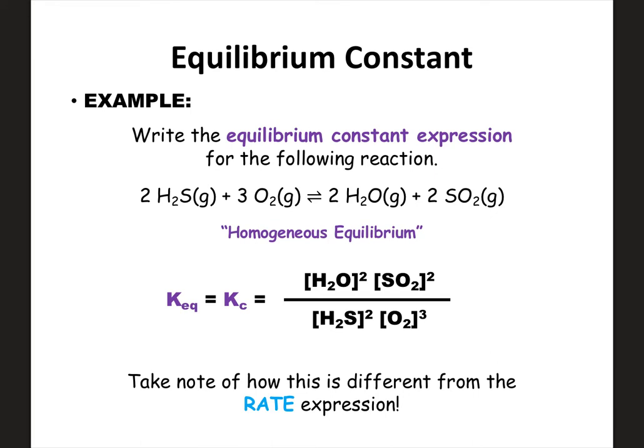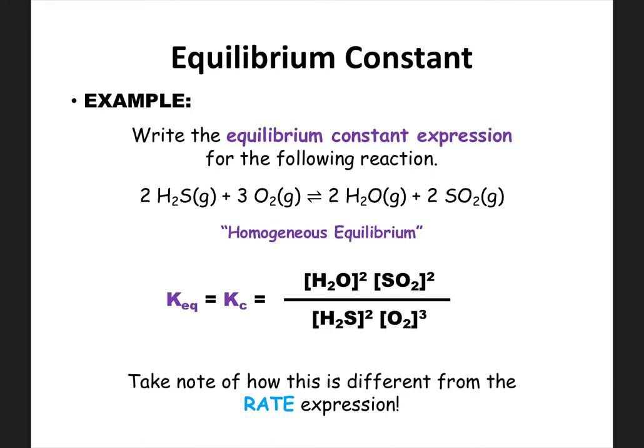So the reaction is given. The first thing I notice is that all of the substances are in the gas form. So that means I'm allowed to include them all in the equilibrium constant expression. You can only include aqueous species or gases here in your equilibrium constant expression. We call this a homogeneous equilibrium because all the substances here in the equilibrium are in the same state. All right, so they're all gases.